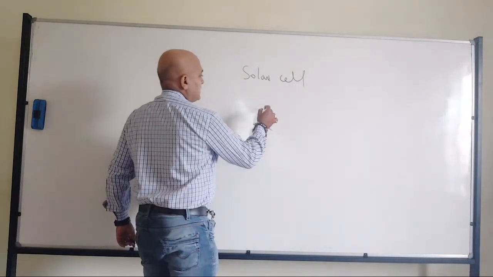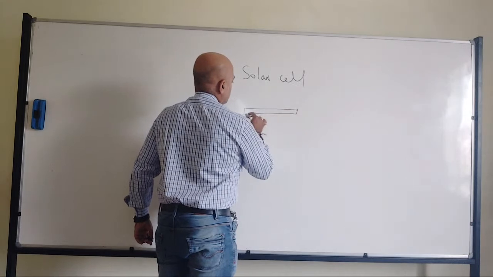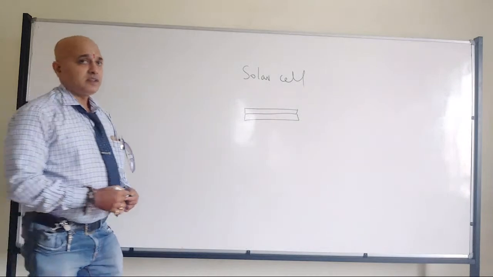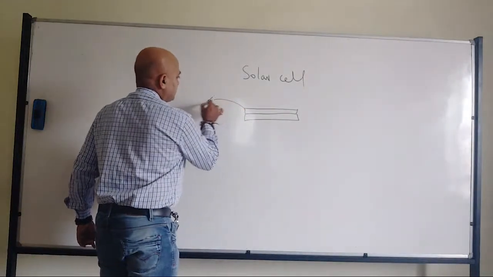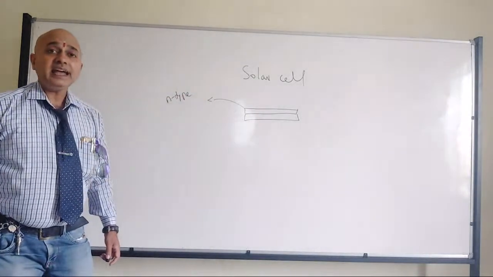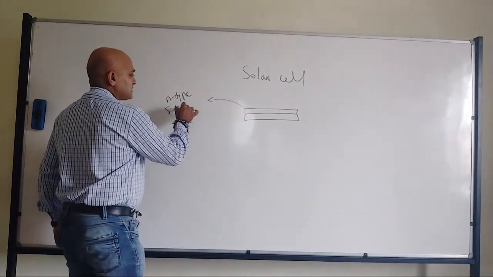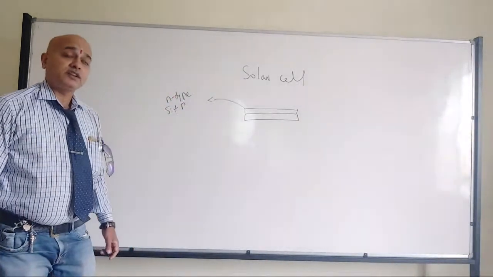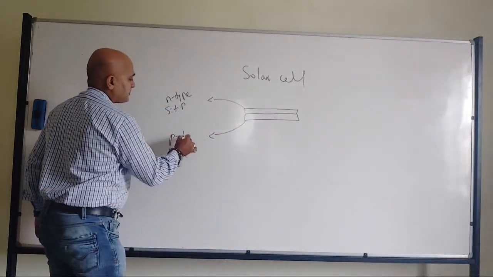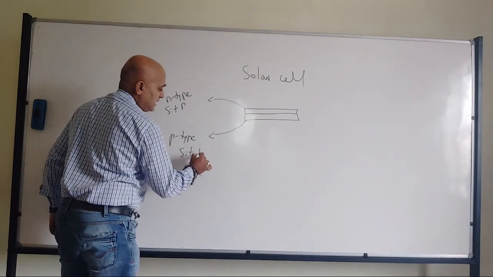Now what they will be doing here is, they will have two layers, silicon only. The upper layer will be N type. Why N type? Because here silicon is mixed with phosphorus. Now the lower one will be P type, where silicon is mixed with aluminum.